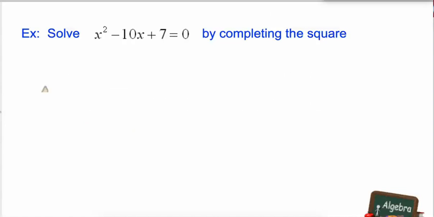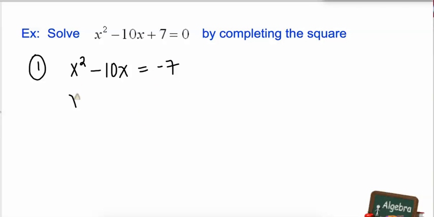So let's try this out. x squared minus 10x plus 7 equals 0. We're going to solve this by completing the square. Our first step says to put this equation into ax squared plus bx equals a constant. So we're going to put it in this form.